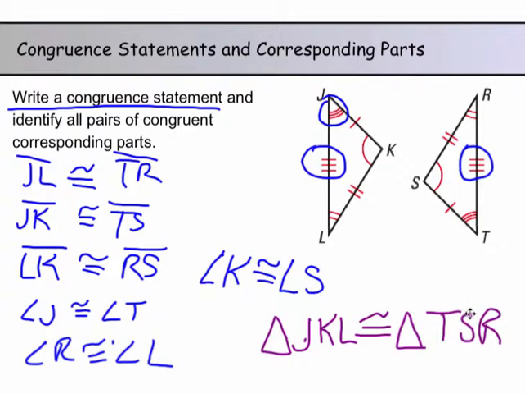And there are some other things that you can look at as well. Line segment JK is congruent to line segment TS. Line segment KL is congruent to line segment SR. And then you could take the two outer ones: JL is congruent to TR. And then again, these angles we already talked about would be congruent to each other as well. So that is how you label congruent statements and corresponding parts.